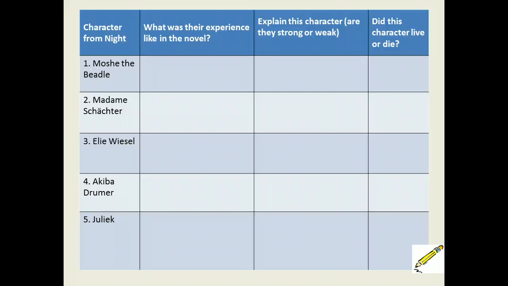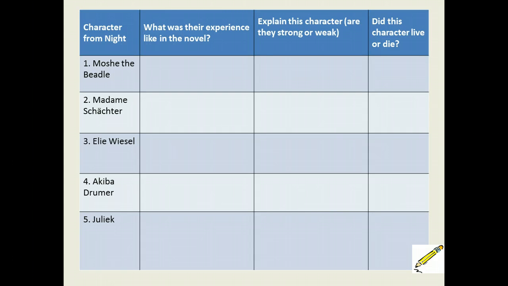I just want you to tell me what their experience was like in the novel, like a sentence. And then explain that character. Are they strong or weak, or what has made them so? Think about those 9 steps that I just gave you. So that column should be longer, a couple of sentences. And then finally, did this character live or die? So maybe we can start to piece together the strength of that character and the different things that belong to their traits that allowed them to survive.